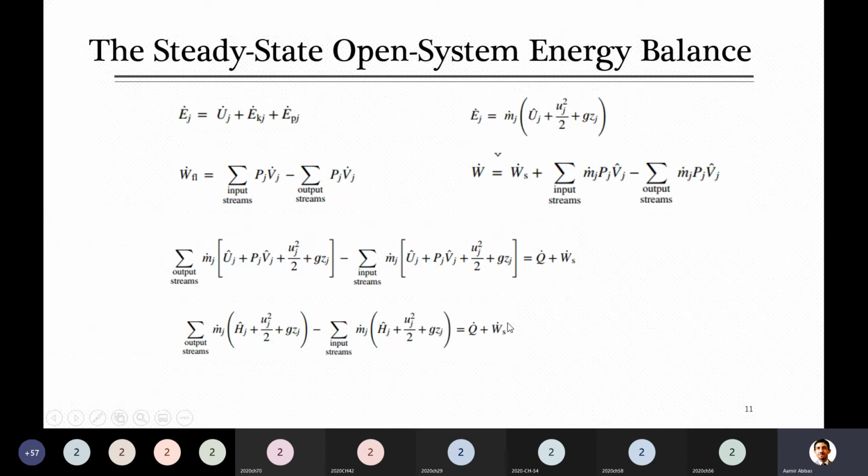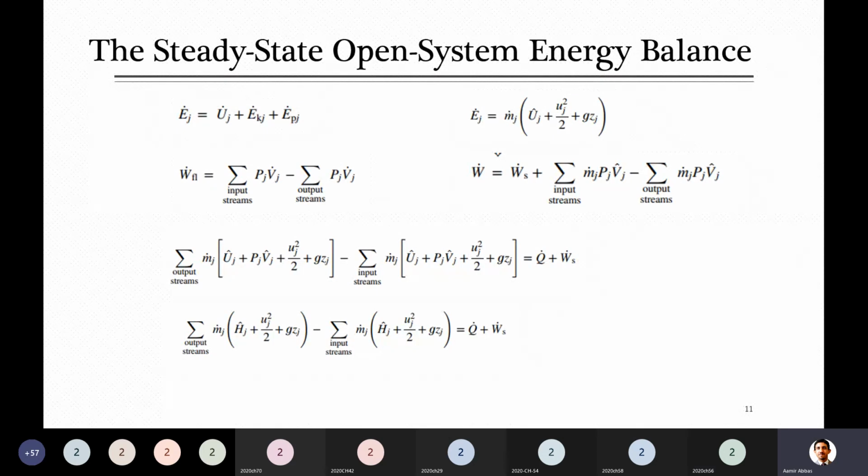That is equal to Q plus WS. So now look, if I just open this bracket, what will be this: summation of M multiplied by H, plus summation of M multiplied by V square over 2, plus summation of M into gZ, minus similarly all these three terms. Can I write it like this? I just open the bracket and write them separately. So now what I want to do is combine the same terminologies. For example, here M H out minus M H in. Can I do this? Yes, sir.